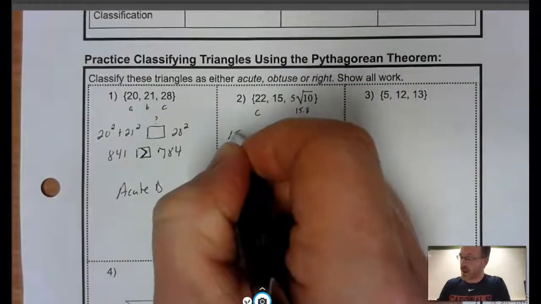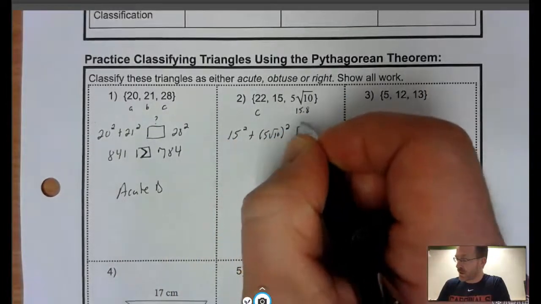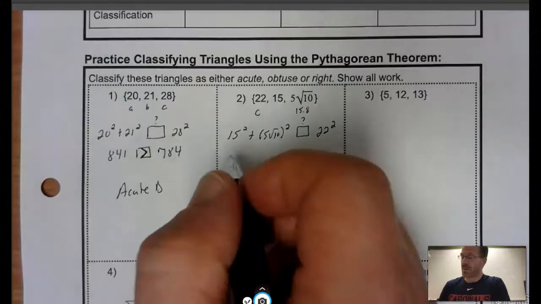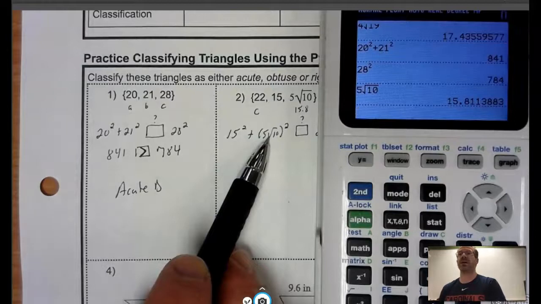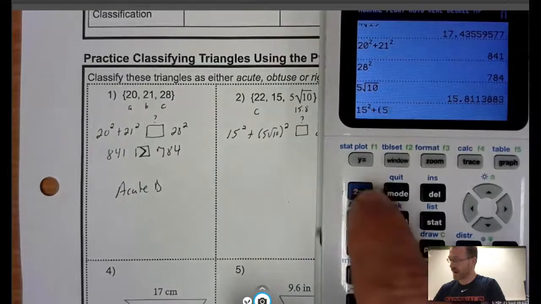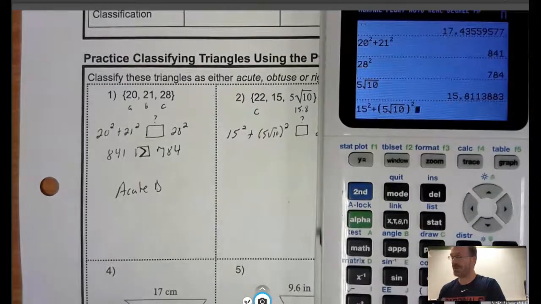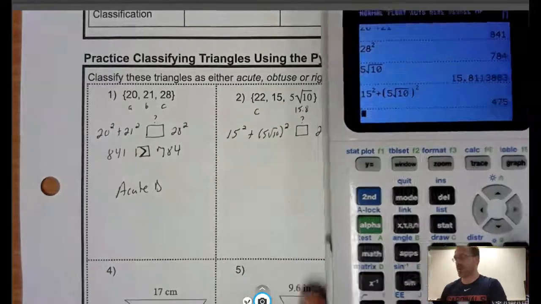So I'm going to go 15 squared plus 5 root 10 squared. And once again, we're trying to figure out this relationship to 22 squared. Now, I'm going to do this on my calculator, and I'll come back and talk about how to do this without a calculator in just a moment. So we have 15 squared plus 5 root 10. I'm going to put that all in parentheses and then square it, because I want to square that whole number, 5 times root 10. And that gives me 475.